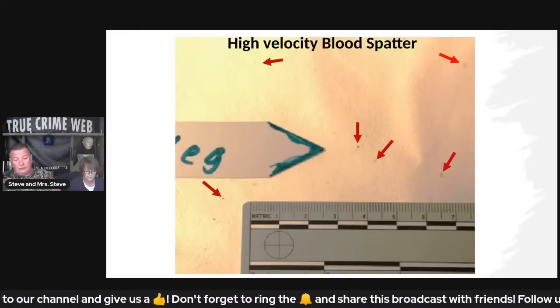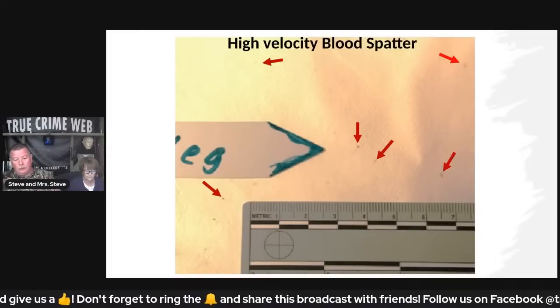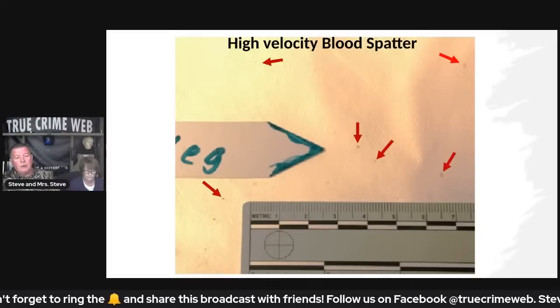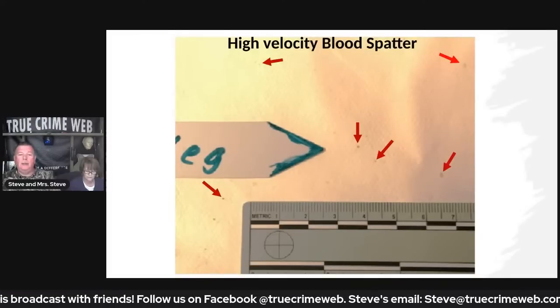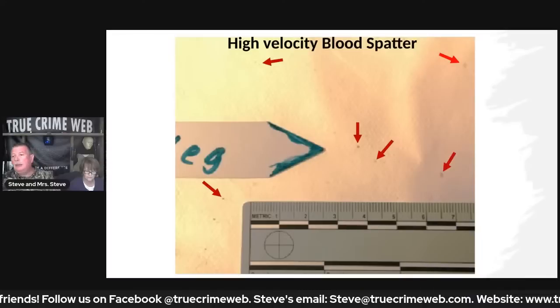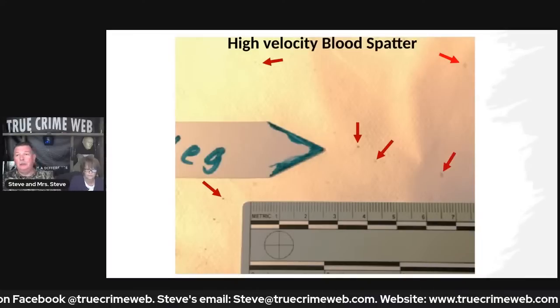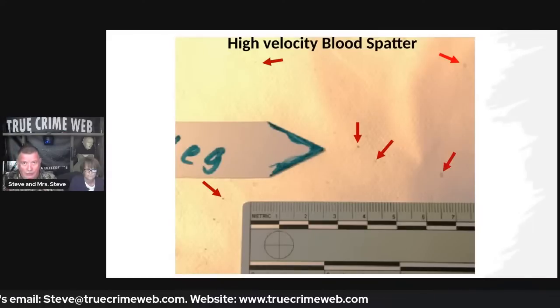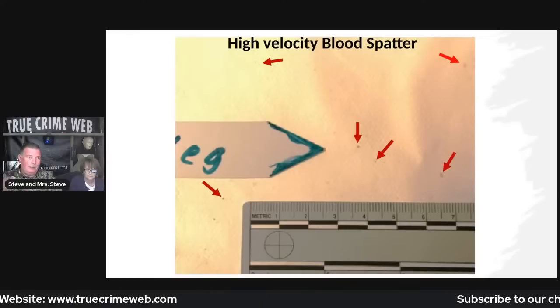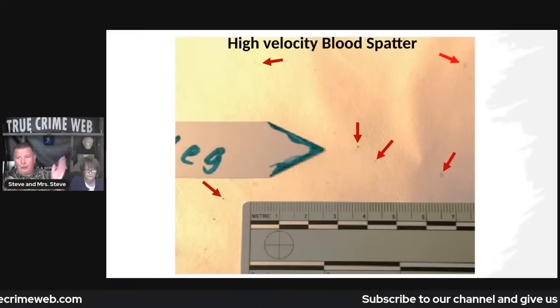All these little spots, this is a 6-inch ruler, and you can see the measurements. But these little spots, that's high velocity. That's from a mist of the blood pattern, and it cannot occur unless you're extremely close during the event. Like I said, it doesn't hang around. If you watch the video, you'll see everything disperse.